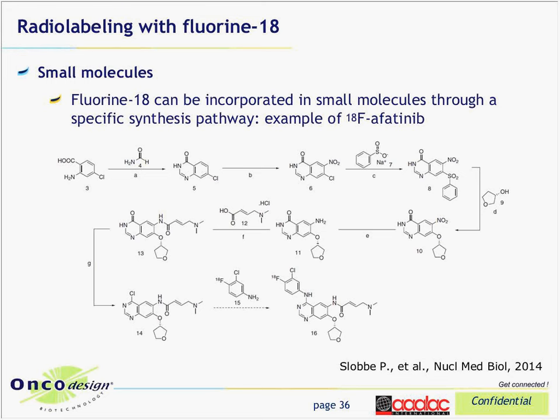Fluorine is quite useful to label small molecules, and you have here an example of afatinib, which is a tyrosine kinase inhibitor. In this example, from the literature, the synthesis pathway of afatinib was slightly modified to introduce, in the last step, a reaction molecule harboring fluorine 18, to produce fluorine 18 afatinib.